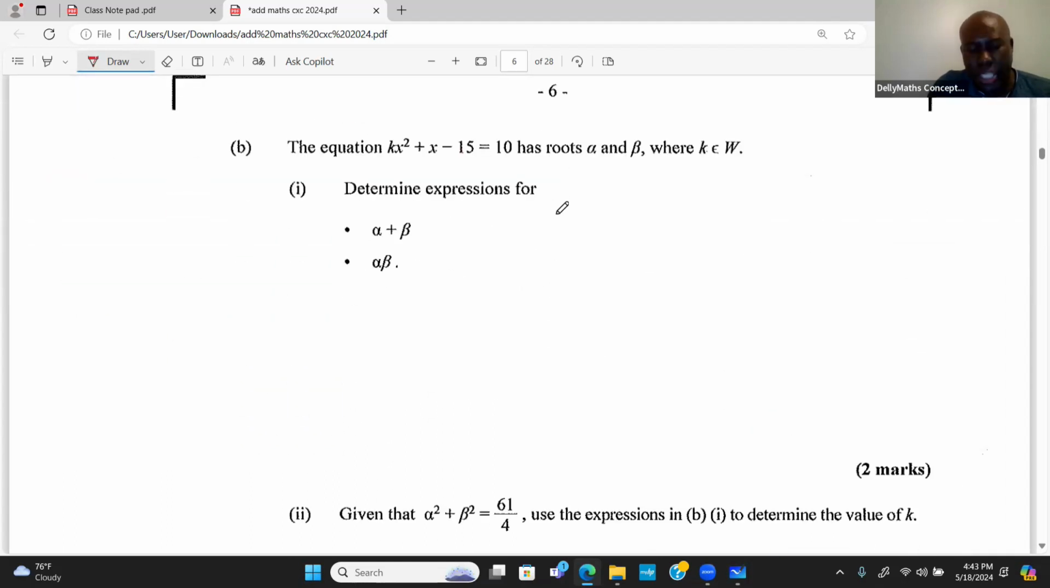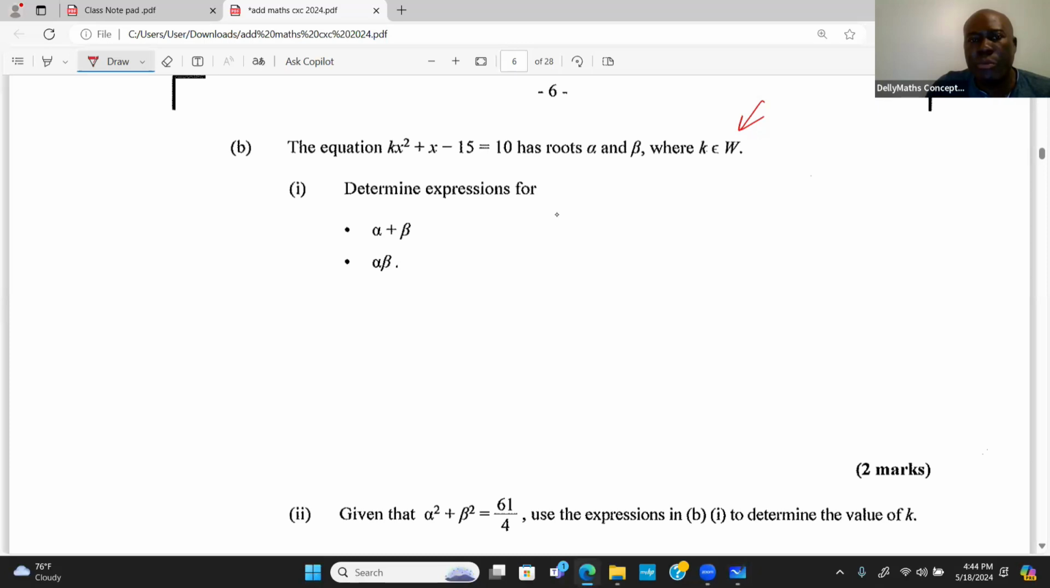Let us take a look at the B part of the question now. We're dealing with beta and alpha, sum and product. It says here the equation kx squared plus x minus 15 equals 0 has roots alpha and beta, where k is a whole number. Okay, k is a whole number. Let's take a look at what's going on right here.